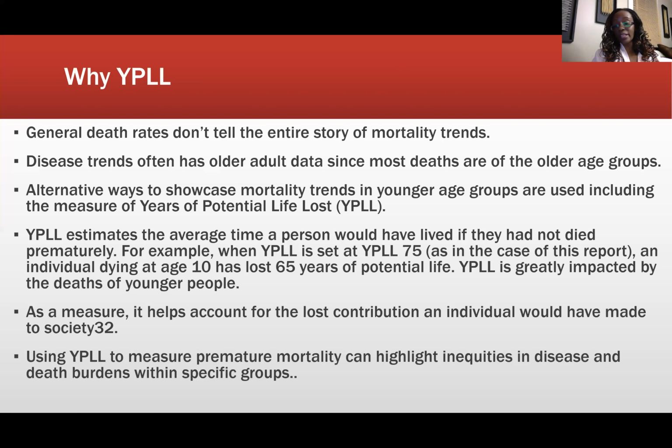So this is greatly impacted by the deaths of younger people, obviously, because that's the measure. It helps account for the lost contribution an individual would have made to society. For example, a child dying at 1 year old could have made 74 years of contribution to society compared to an individual that dies at 74 that probably made a lot of contribution to society. And please excuse that 32, that's a typo. So using YPLL to measure premature mortality can highlight inequities in diseases and death burdens within certain groups.